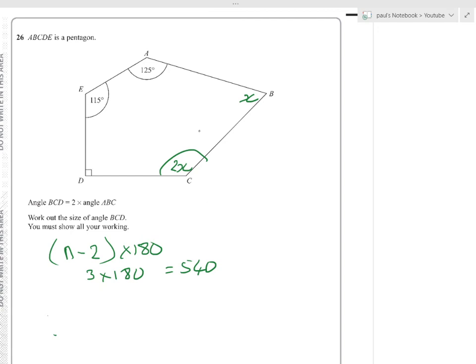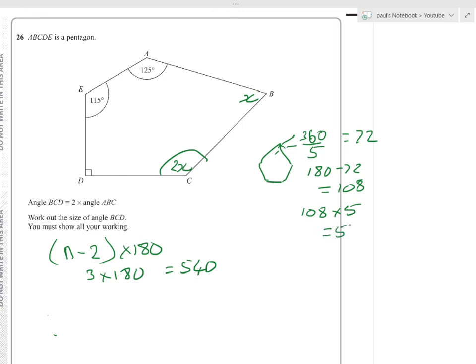Now I know that the interior of a pentagon, 1, 2, 3, 4, 5. So you've got 360. The exterior is 360 divided by 5, which is 72. And then you've got 180 minus 72, which equals 108. And then you've got 108 times 5, which equals 540. So I went the exterior route there. So that's okay.